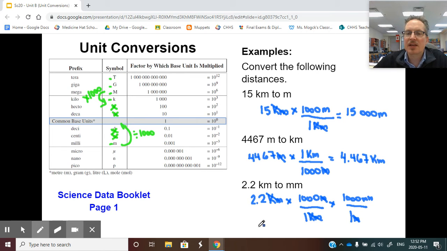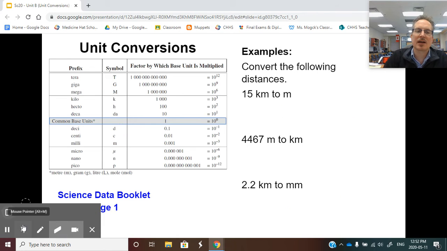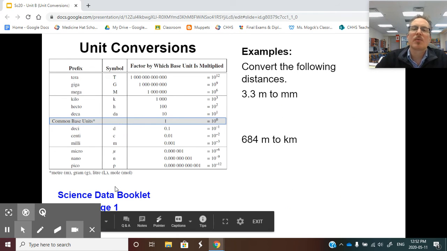When we are finished, my answer should be 2,200,000 millimeters. Remember, 2.2 times 1,000 times another 1,000. Okay, well, let's try a couple more without me.